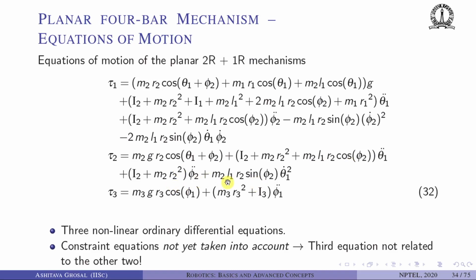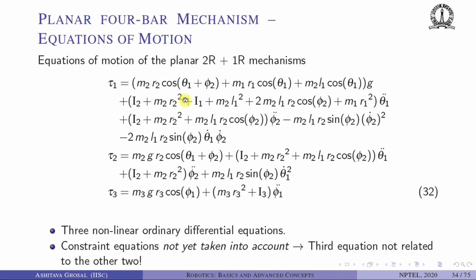And tau 3 can also be written as M3 G R3 cos phi 1 plus (M3 R3 square plus I3) into phi 1 double dot. This is very straightforward because it's a single one-link robot. So these are three nonlinear ordinary differential equations. However, at this point, the constraint equations have not yet been taken into account. That is the reason why this third equation does not contain theta 1 and phi 2.